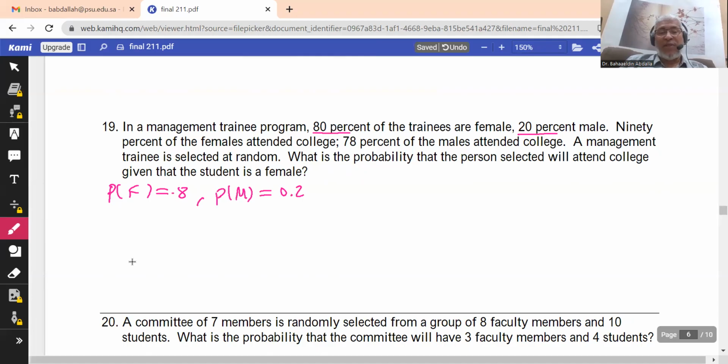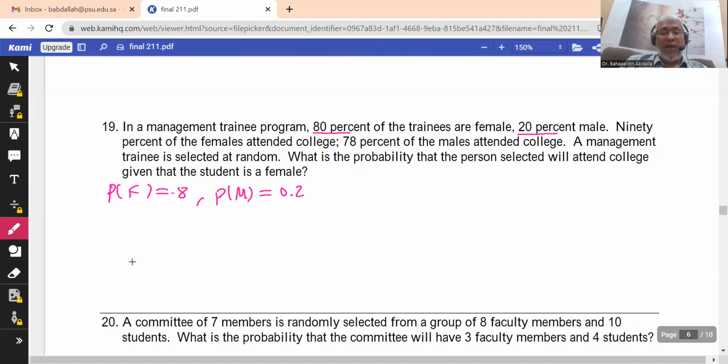90% of the females attended college. So I will use a tree diagram. It seems Bayes formula applies here.